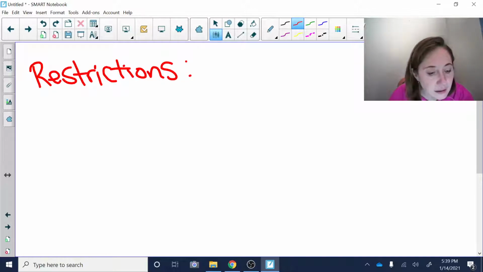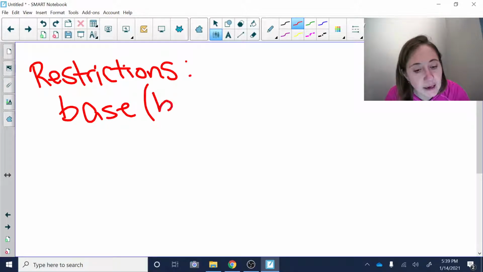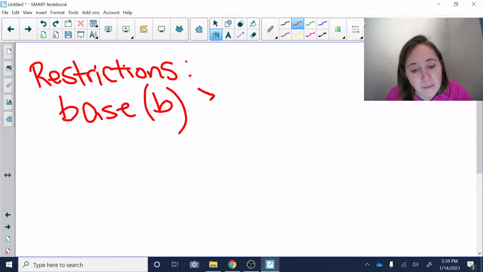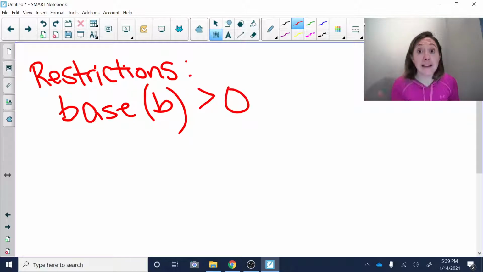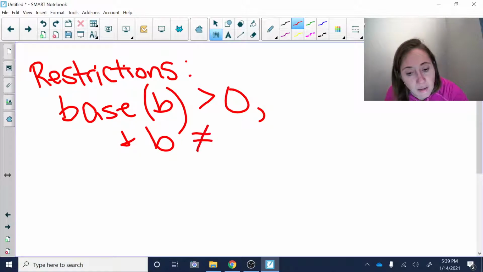The base, in the format I gave you, was abbreviated as B, and it needs to be greater than 0. So that means it's going to be positive. You're going to use positive bases. That subscript number, log base whatever, the little number, is going to be positive. And there's also a rule that it is not allowed to equal 1. The base cannot equal 1.